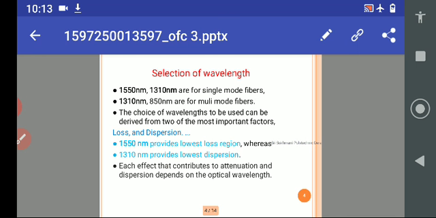Suppose I have a choice for lowest losses. Losses means attenuation. Then we will prefer 1550 nanometer wavelengths. But if my choice is for signal having lowest dispersion, then 1310 nanometer is the choice. Each effect that contributes to attenuation and dispersion is totally dependent on the optical wavelength.